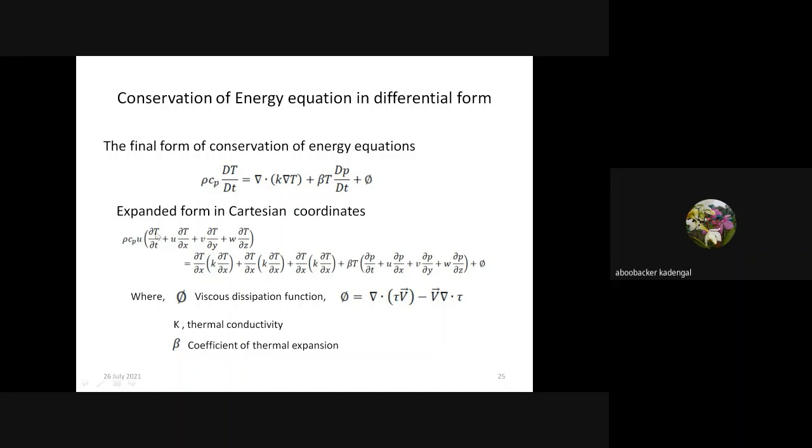So here also we have the local change or transient temperature, convective temperature change, heat conduction through the surfaces of the body, and viscous forces itself. K is the thermal conductivity, beta. This is in compact form, but when we expand with the scalar components, it will be a lengthy expression, this viscous dissipation term.